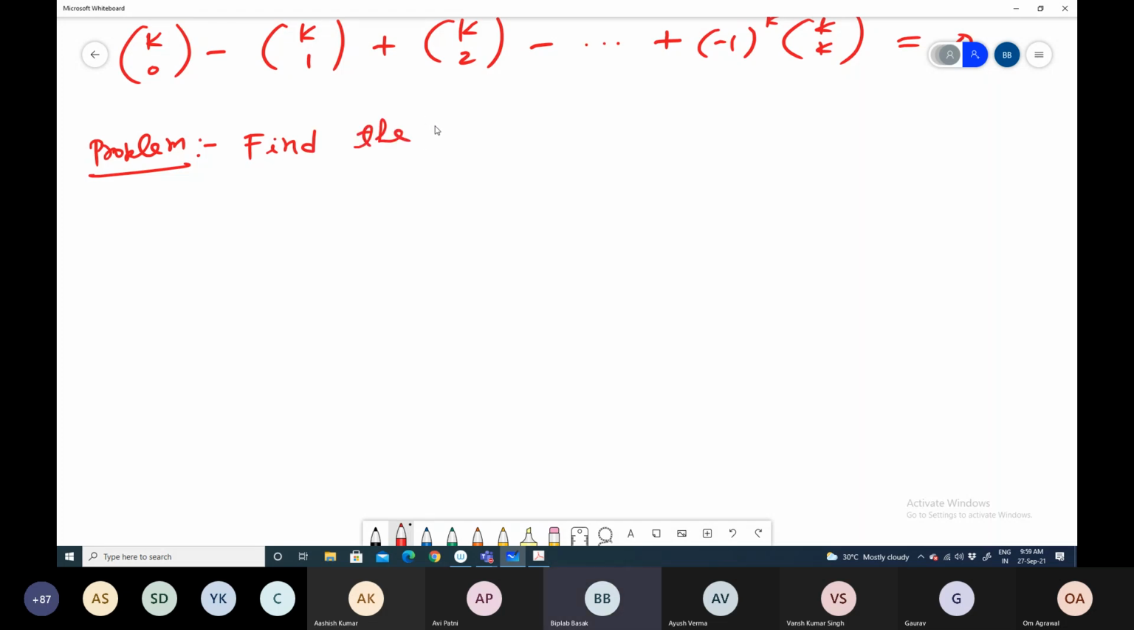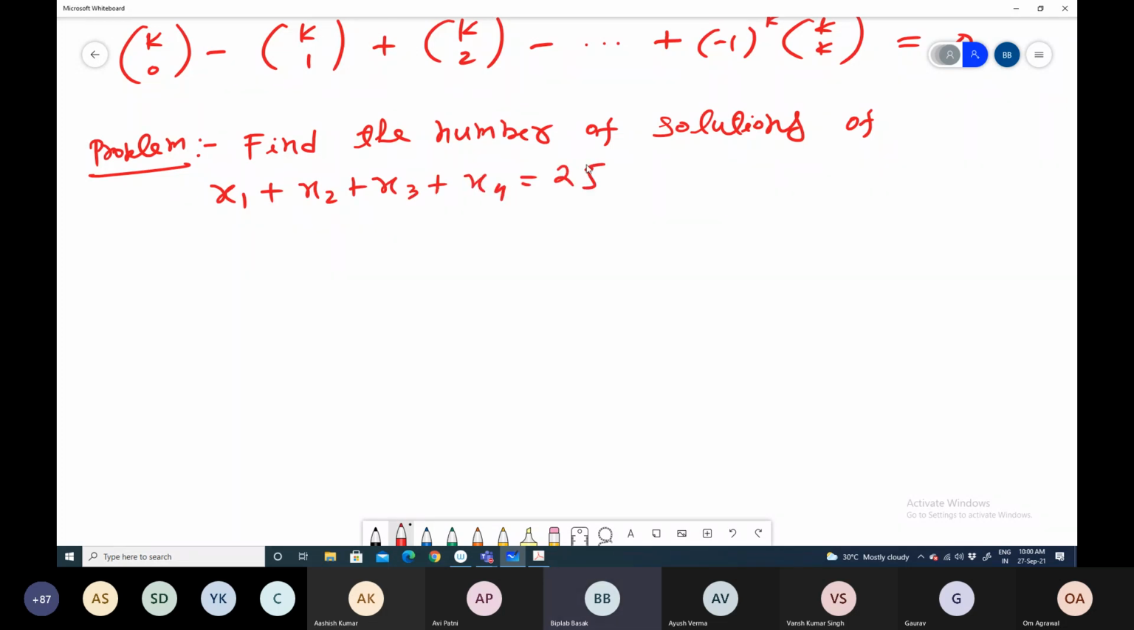So find the number of solutions of the equation x1 plus x2 plus x3 plus x4 equal to 25, where 0 is less than or equal to xi. Now we will give an upper bound: xi less than or equal to 10.